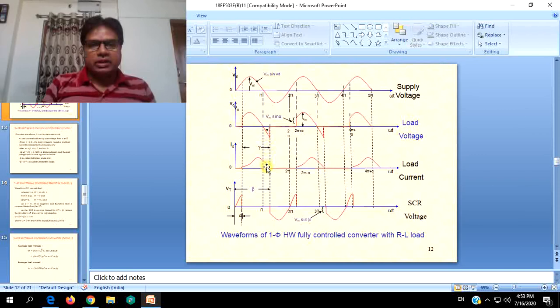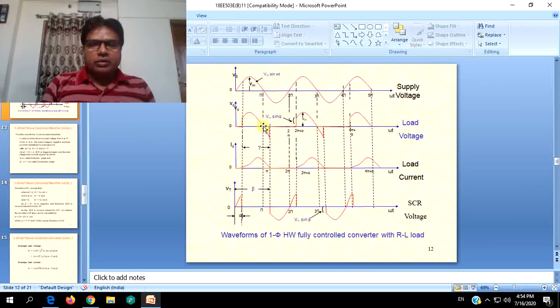But what happens to the current? The current will not be negative, but it will take certain time to become 0. Due to the inductive nature of the load, at angle alpha the voltage immediately becomes equal to the source voltage, but the load current will not follow the voltage, it will lag. It gradually increases, reaches a maximum value, and then starts to decrease due to the decrease of load voltage, which is following the source voltage.